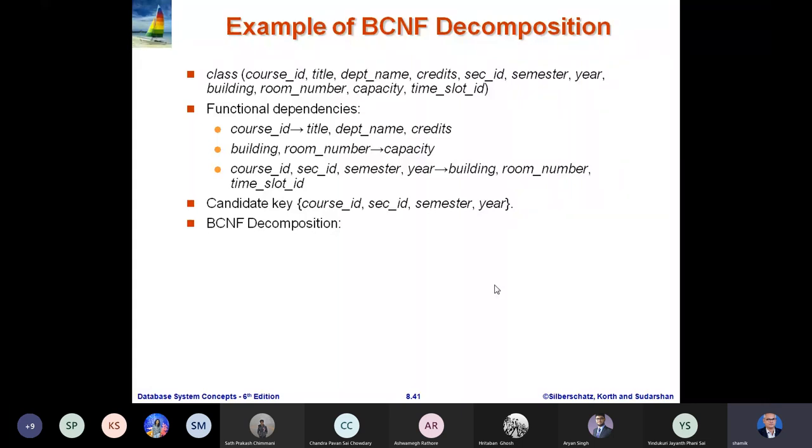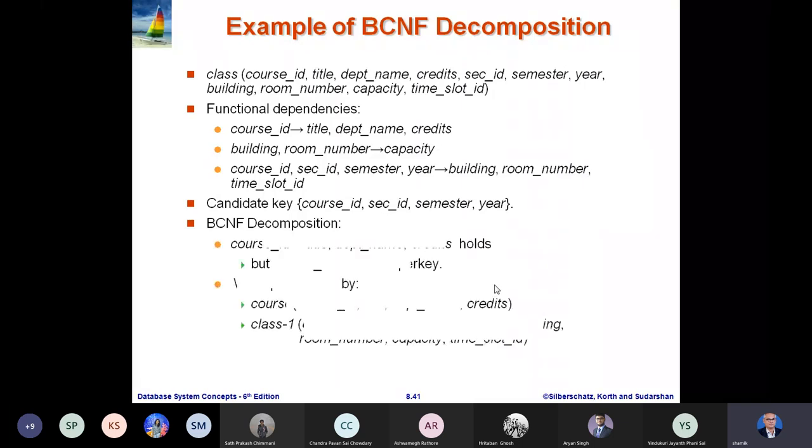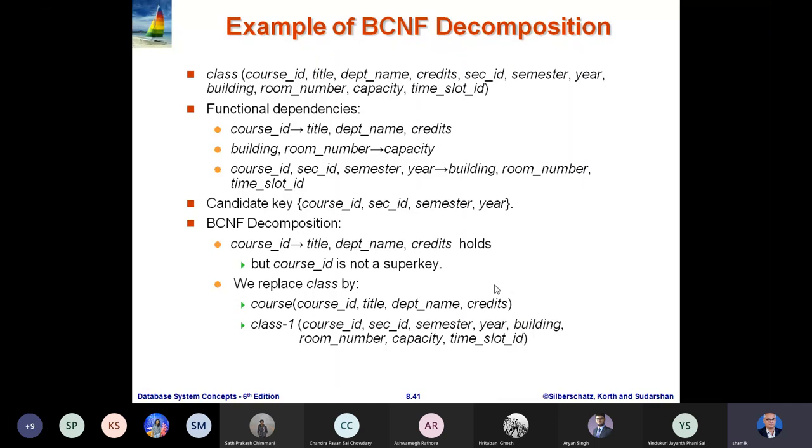Here course ID is not a super key and the FD is not trivial, so we have to do a decomposition. As I said, course ID to title holds, but it is not a super key. We replace class by course, which is alpha union beta, that means course ID, title, department name, credits. The other is class 1, which is the schema minus beta, so we get rid of title, department name, credits, but the rest of it will be there: course ID, section ID, semester, year, building, room number, capacity, time slot ID.